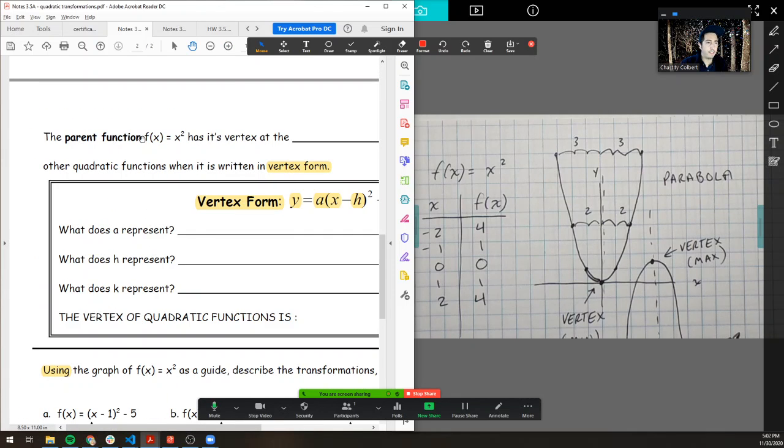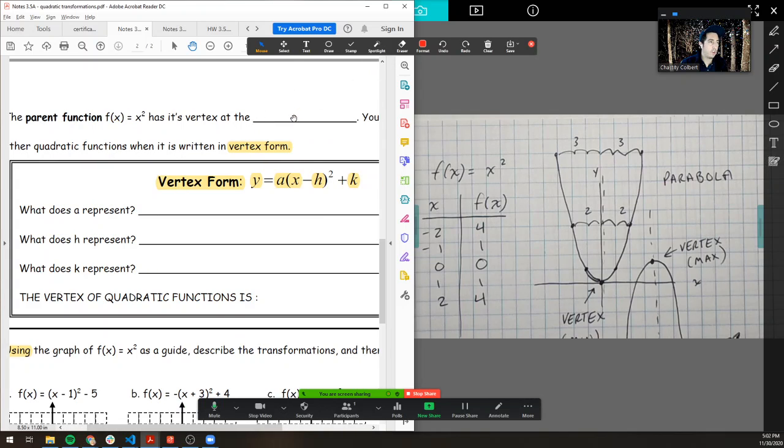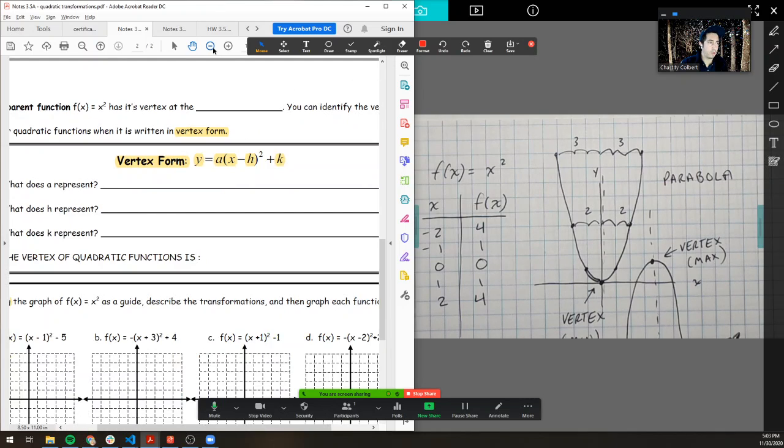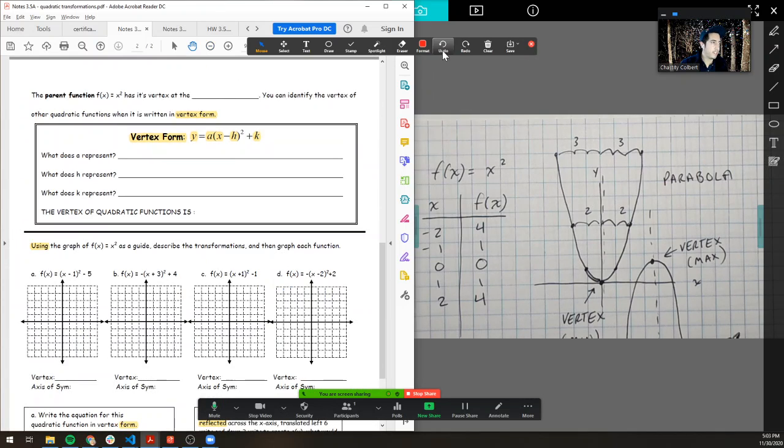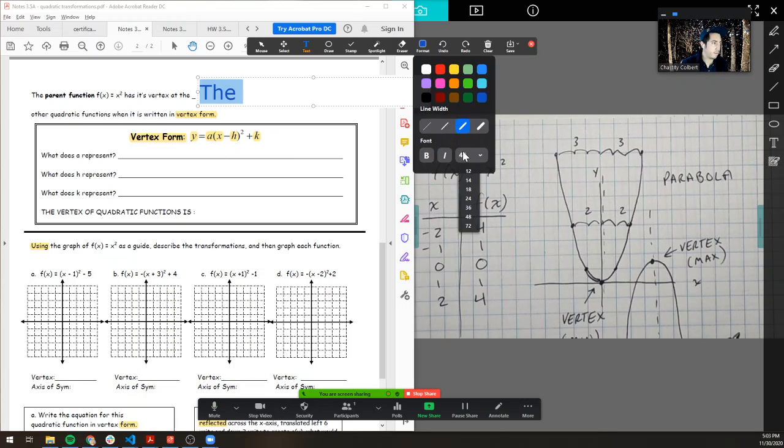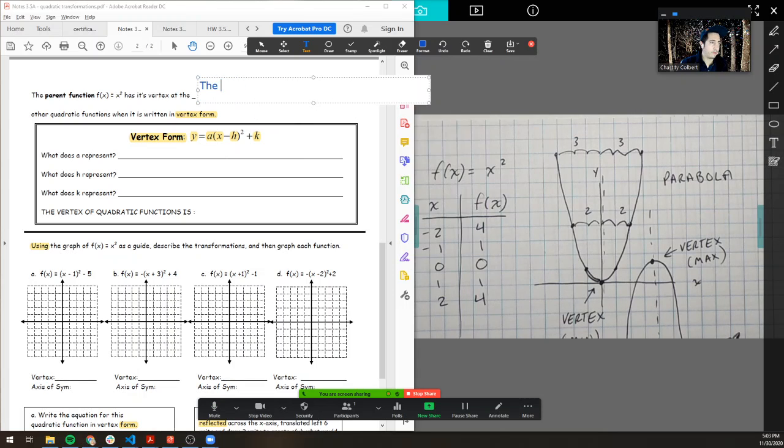So again, the parent function, f of x equals x squared, has a vertex at the origin. It's at the origin, which is 0, 0. I should make this text a little bit smaller. The origin is where this is, which again is 0, 0. Right? And you can identify it from this form called vertex form.